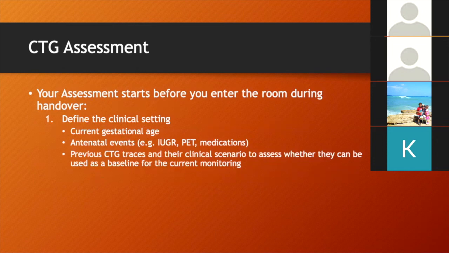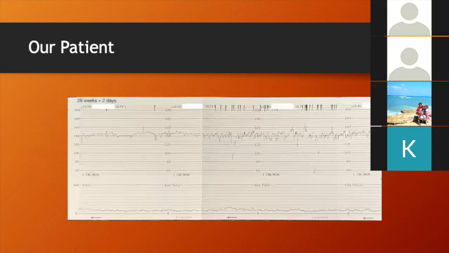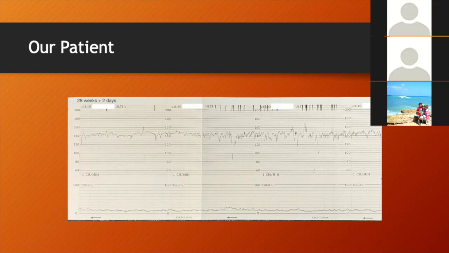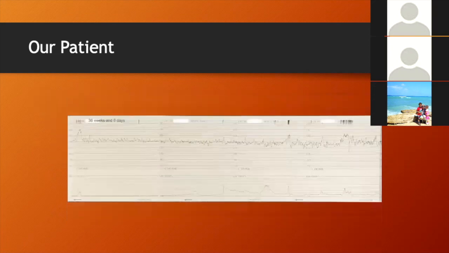For this specific lady, this is her CTG at 28 weeks. Can you guys see that? The baseline here looks to be around 140. This is at 36 weeks when she came in with reduced fetal movements. You see the number of movements. The baseline is again 140, comes down here to about 135.